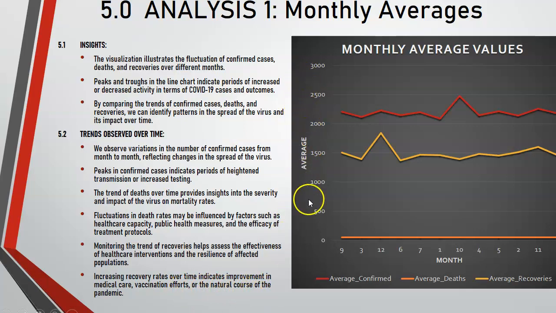Here on the y-axis you have the average, and on the x-axis you have the months. The wine colored line indicates the average confirmed cases, while the yellow line indicates average recoveries, and here the orange line indicates average deaths.